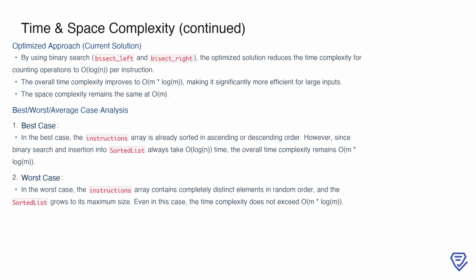When analyzing best, worst, and average cases, we observe that the time complexity is consistent across scenarios. In the best case, where the instructions array is already sorted, insertion and counting still take O(log n) time. In the worst case, where the instructions array contains distinct and randomly ordered elements, the sorted list grows to its maximum size, but the time complexity remains O(m log m).